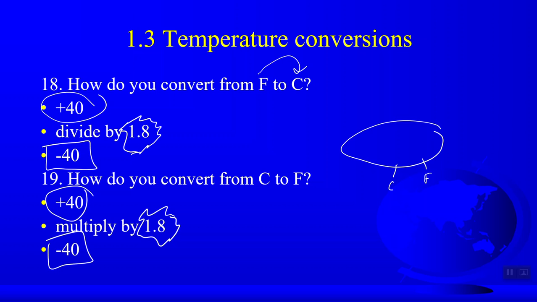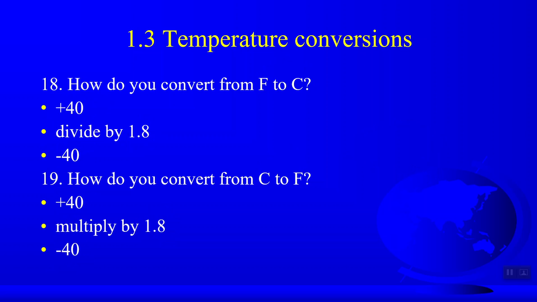Behind me. So I will need to divide in order to make the number smaller. If I'm going from Celsius to Fahrenheit, if I'm Celsius, where should I find Fahrenheit? Ahead of me, further along. So whatever temperature I am, I'm going to have to multiply by 1.8 in order to find Fahrenheit, because Fahrenheit will always be a bigger number. So if you go to Celsius, you divide to make the number smaller. If you go to Fahrenheit, you multiply in order to make the number bigger.